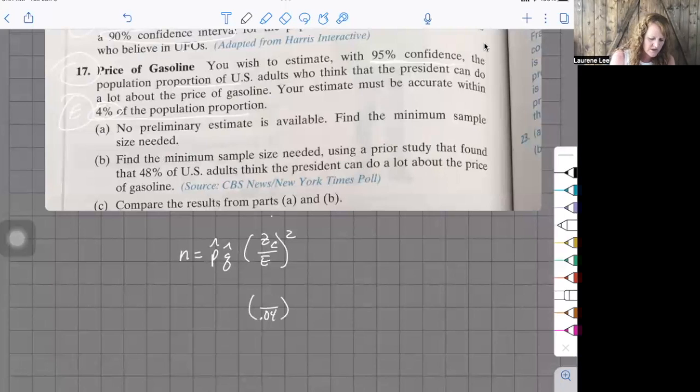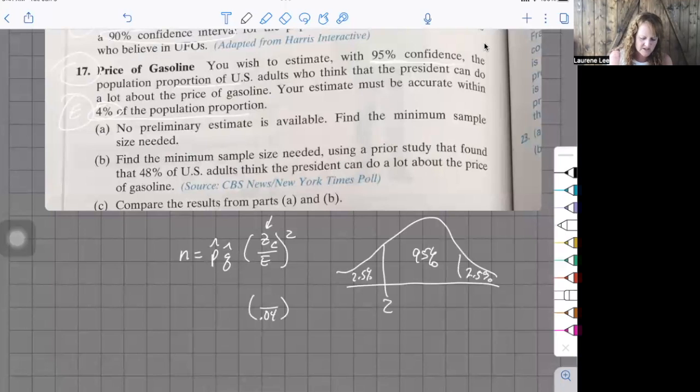Z critical, we're going to calculate the same way we did in 5.1. I have got a normal distribution. These are Z scores, and I want a 95% confidence interval. That means that I've got 2.5% on each tail to total 100. And the question is, what's this Z score right there?